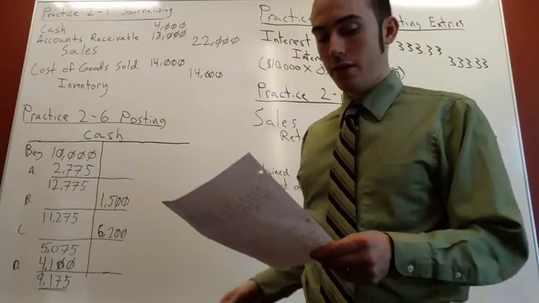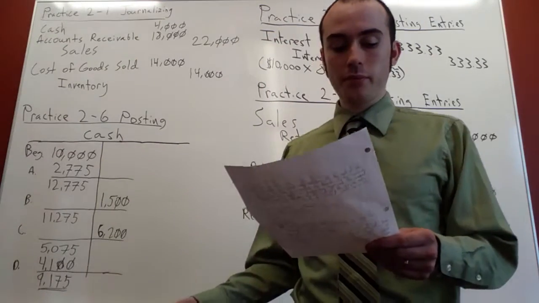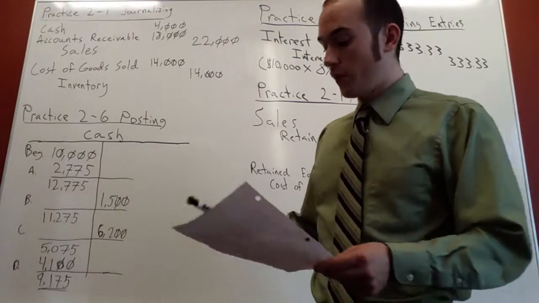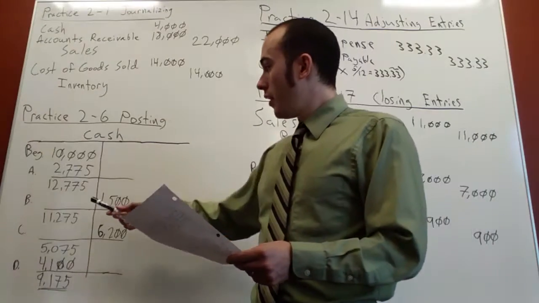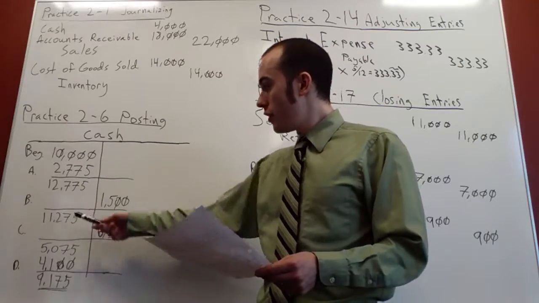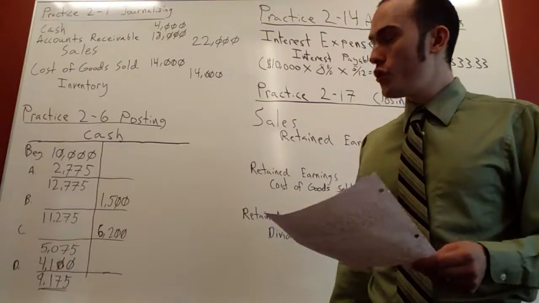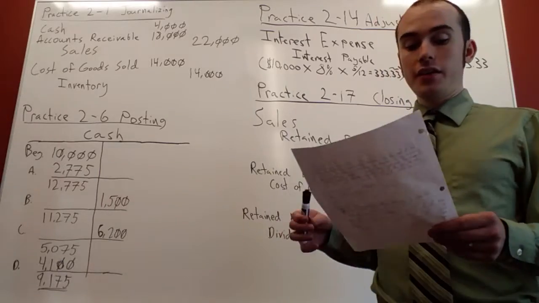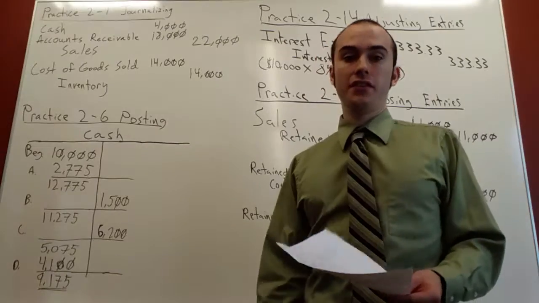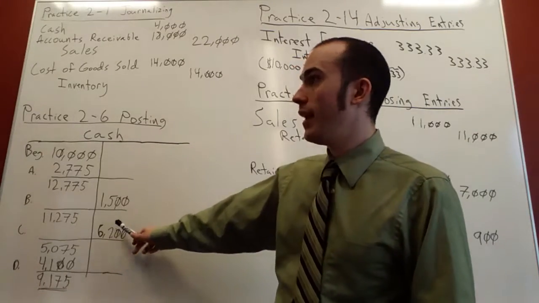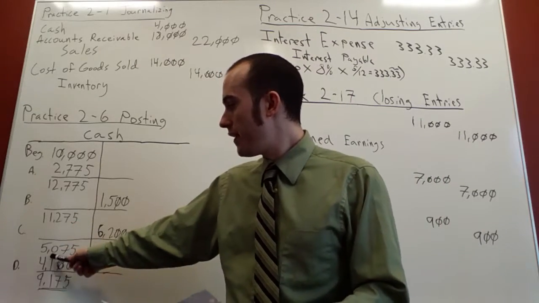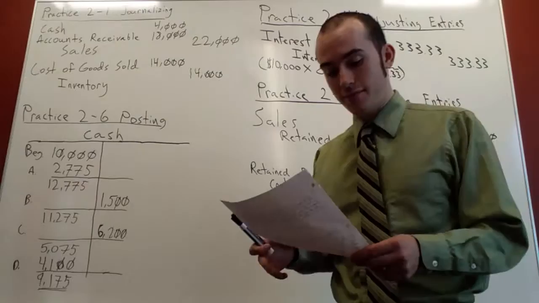Next, B. Accounts payable went down $1,500. Cash went down $1,500. So we paid our accounts payable. So our cash goes down by $1,500, which leaves us with $11,275. Next, utilities expense went up $6,200. Our cash went down $6,200. So that means I credit cash for $6,200 on the right, which lowers us to $5,075.